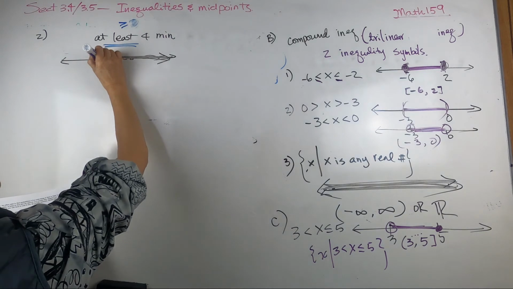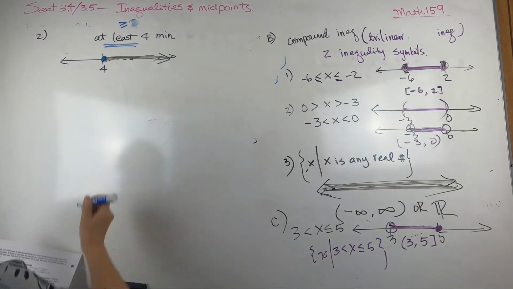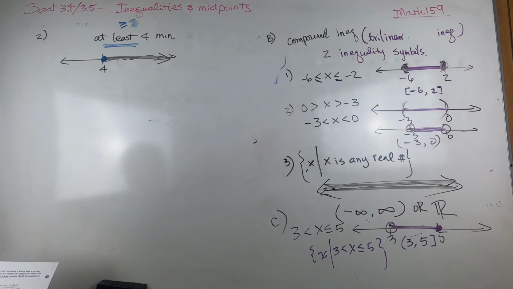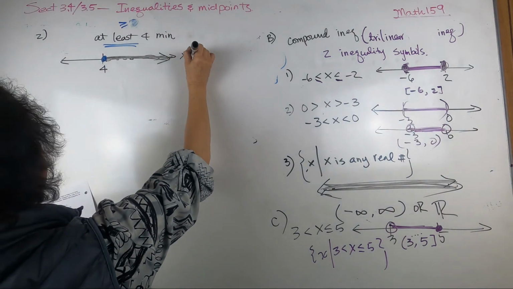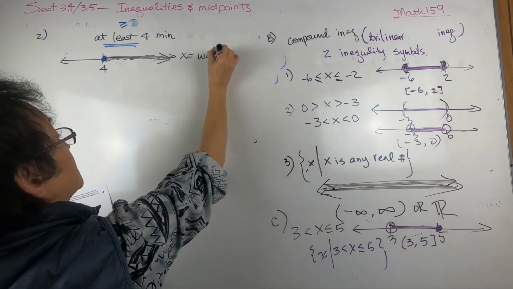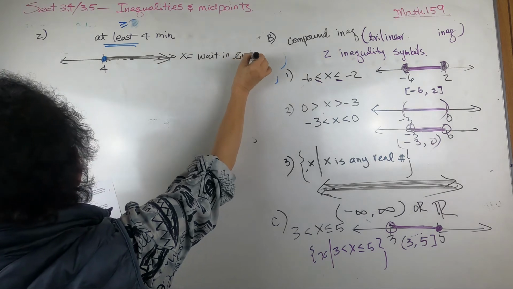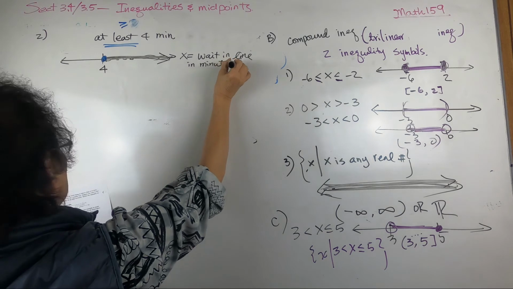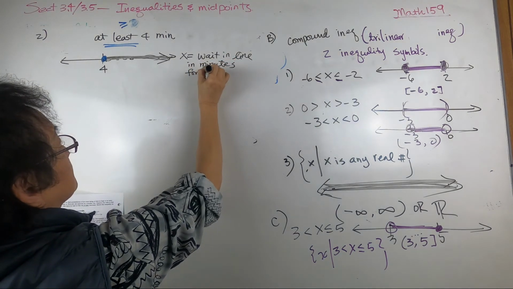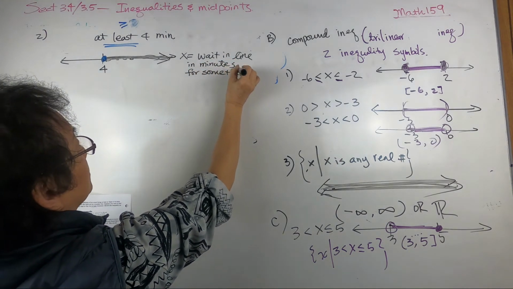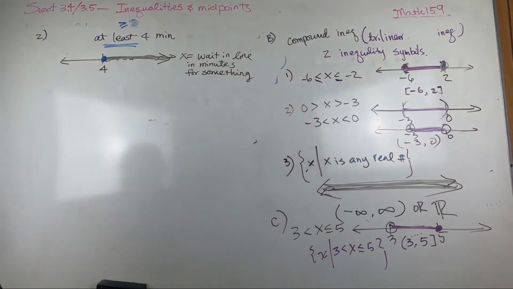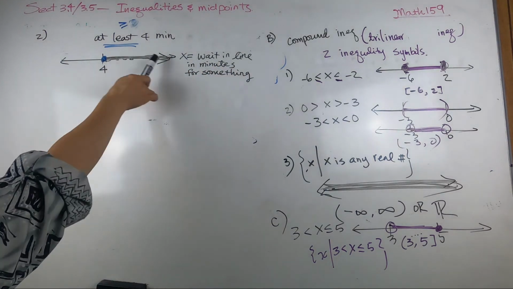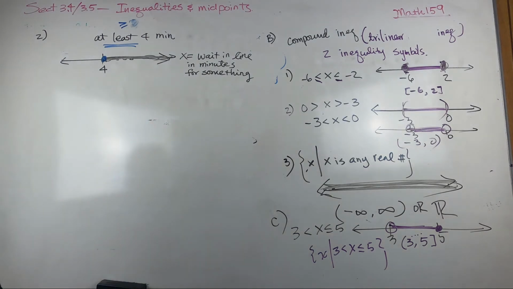Yes. So you need to include the 4. Okay? If so, the number line is your reference thing. So that's your x. That would be what? Wait in line in minutes for something. That's what we are working on, right? That's your frame of reference. So you mark them, you visualize them.